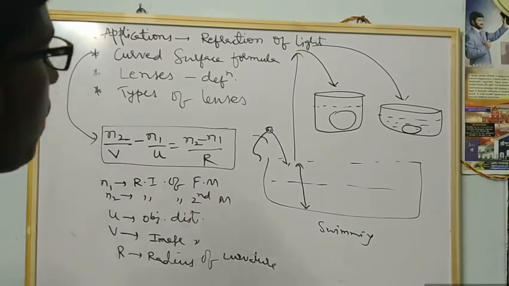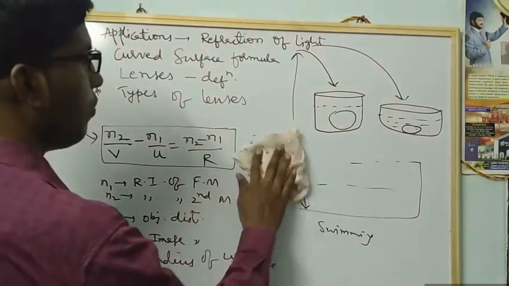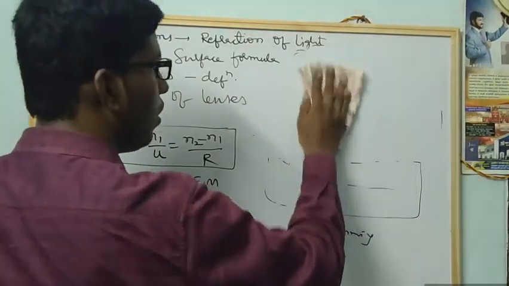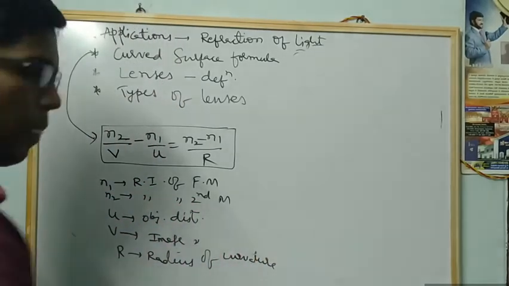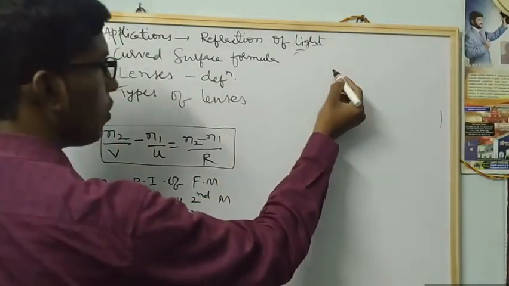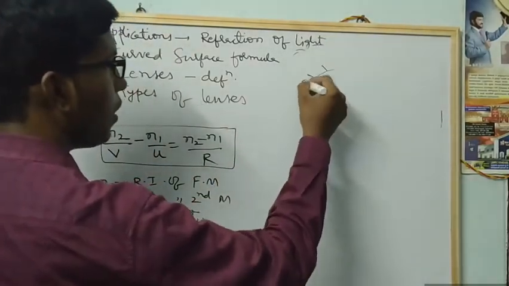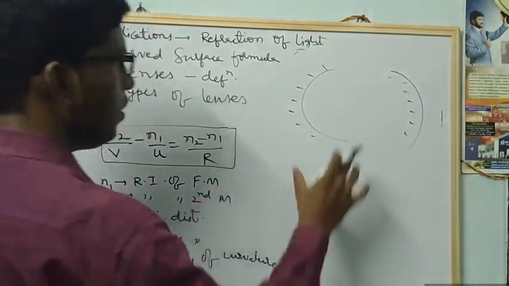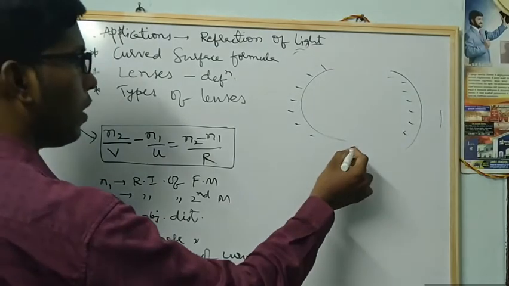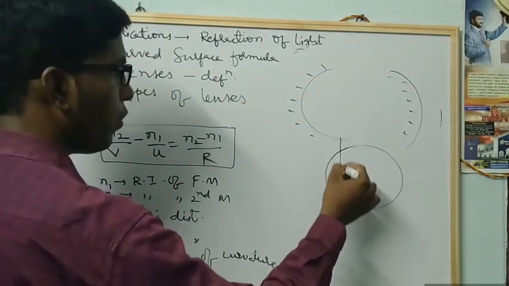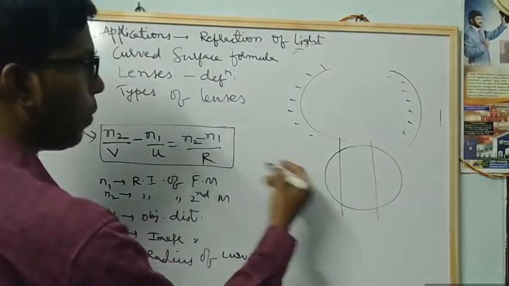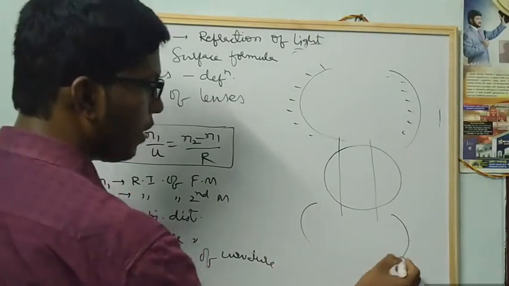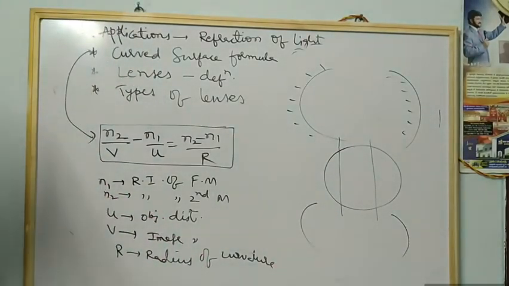Now coming to the lens. So from where do we get the lens? How is the lens made? See, in the previous class you learned the concave mirror and this is a convex mirror. Actually, the concave mirror and convex mirror are parts of the spherical mirror. If you divide this spherical mirror into two parts, this side you will get this, and on the right side you will get such a type of surface.